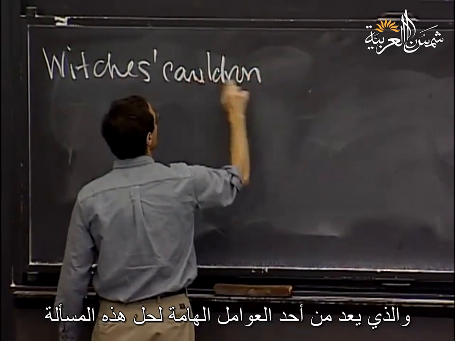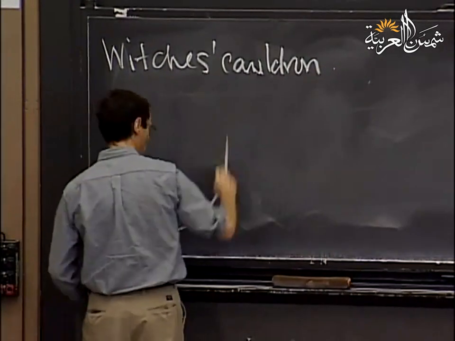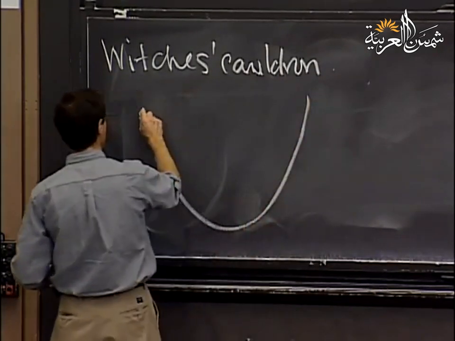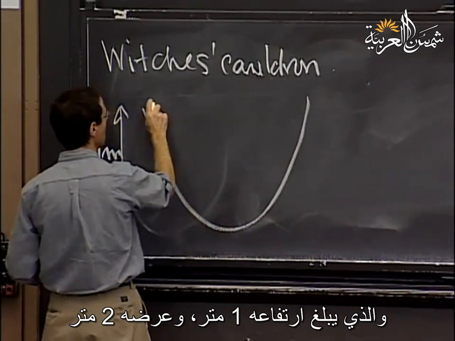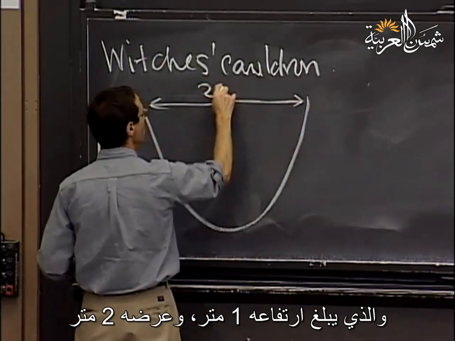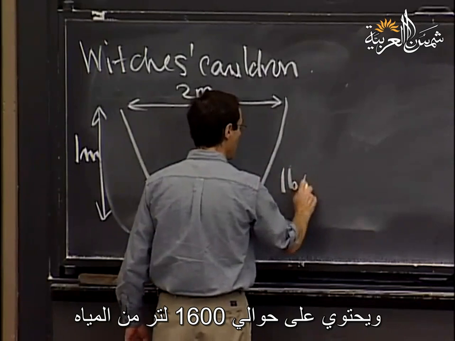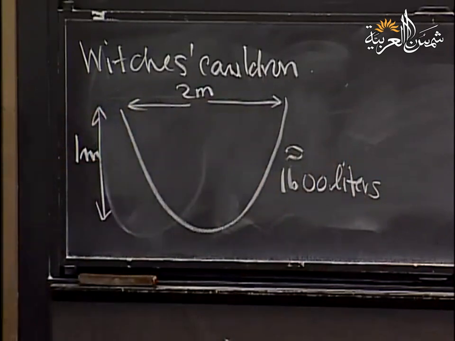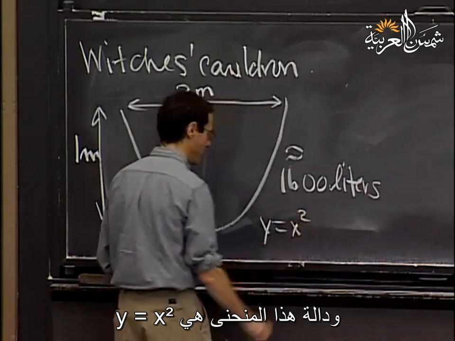So this is the big cauldron here. This is the one whose height is 1 meter and whose width is 2 meters. And it's a parabola of revolution here, and it had approximately 1,600 liters in it. And this curve was y equals x squared.